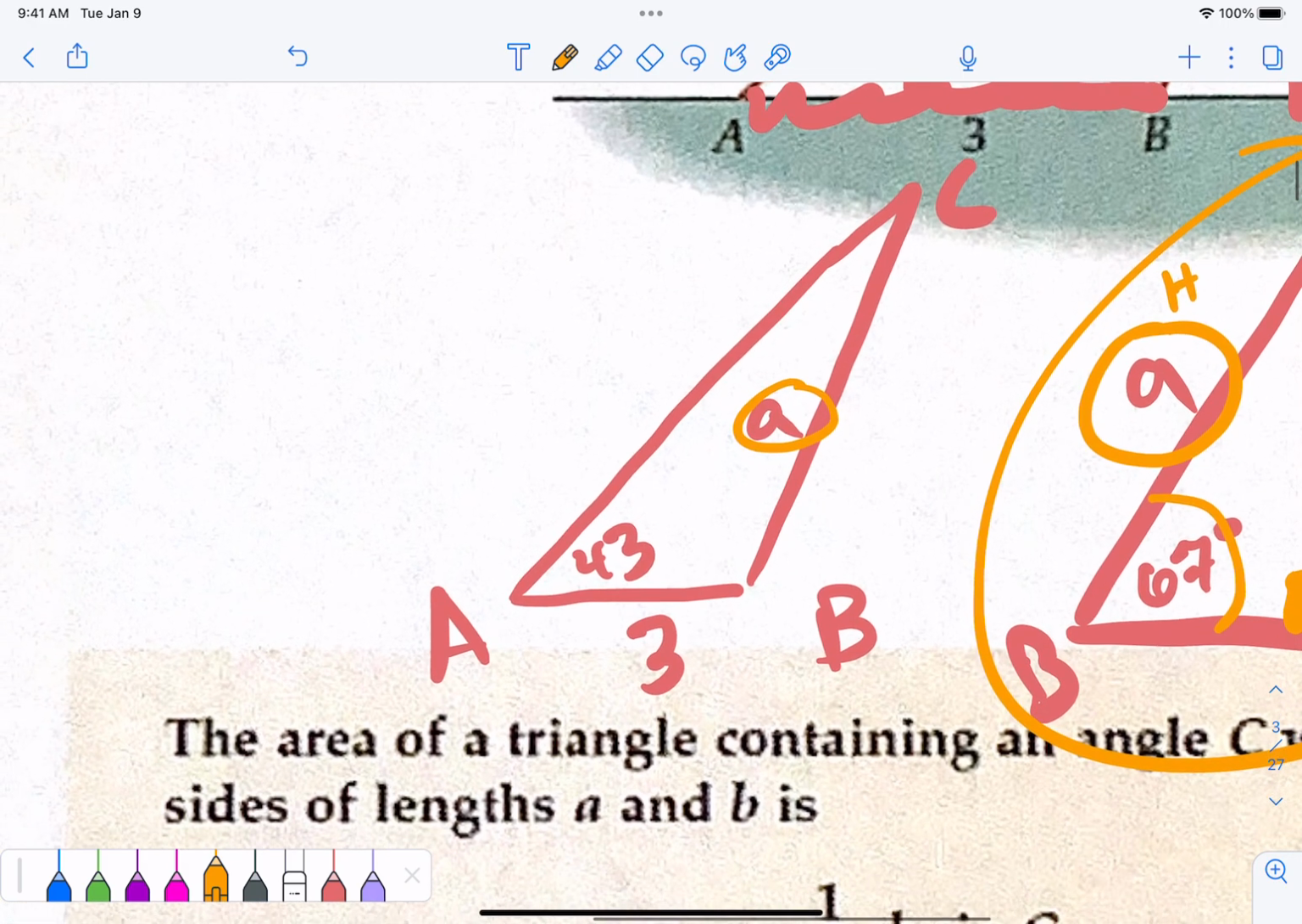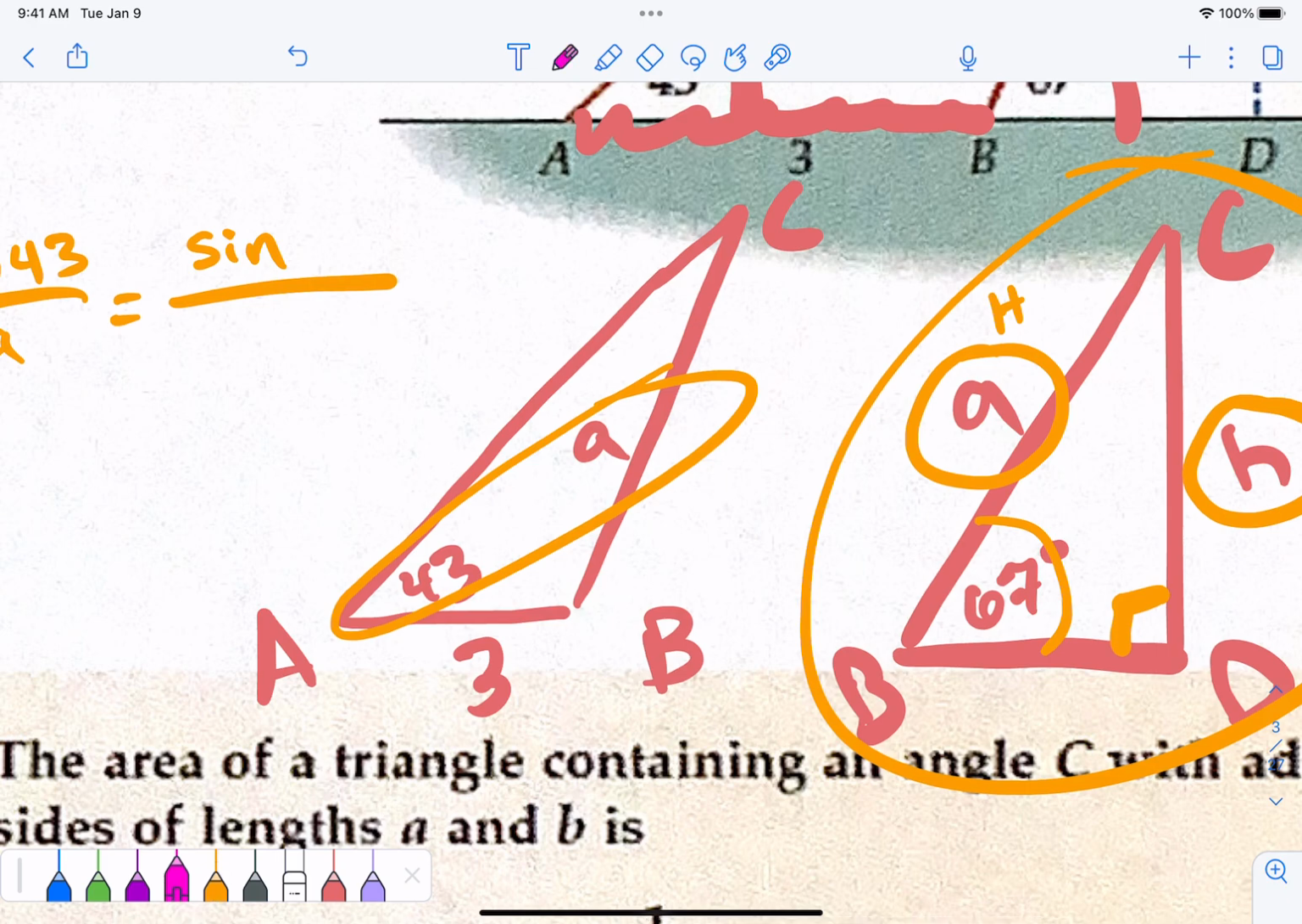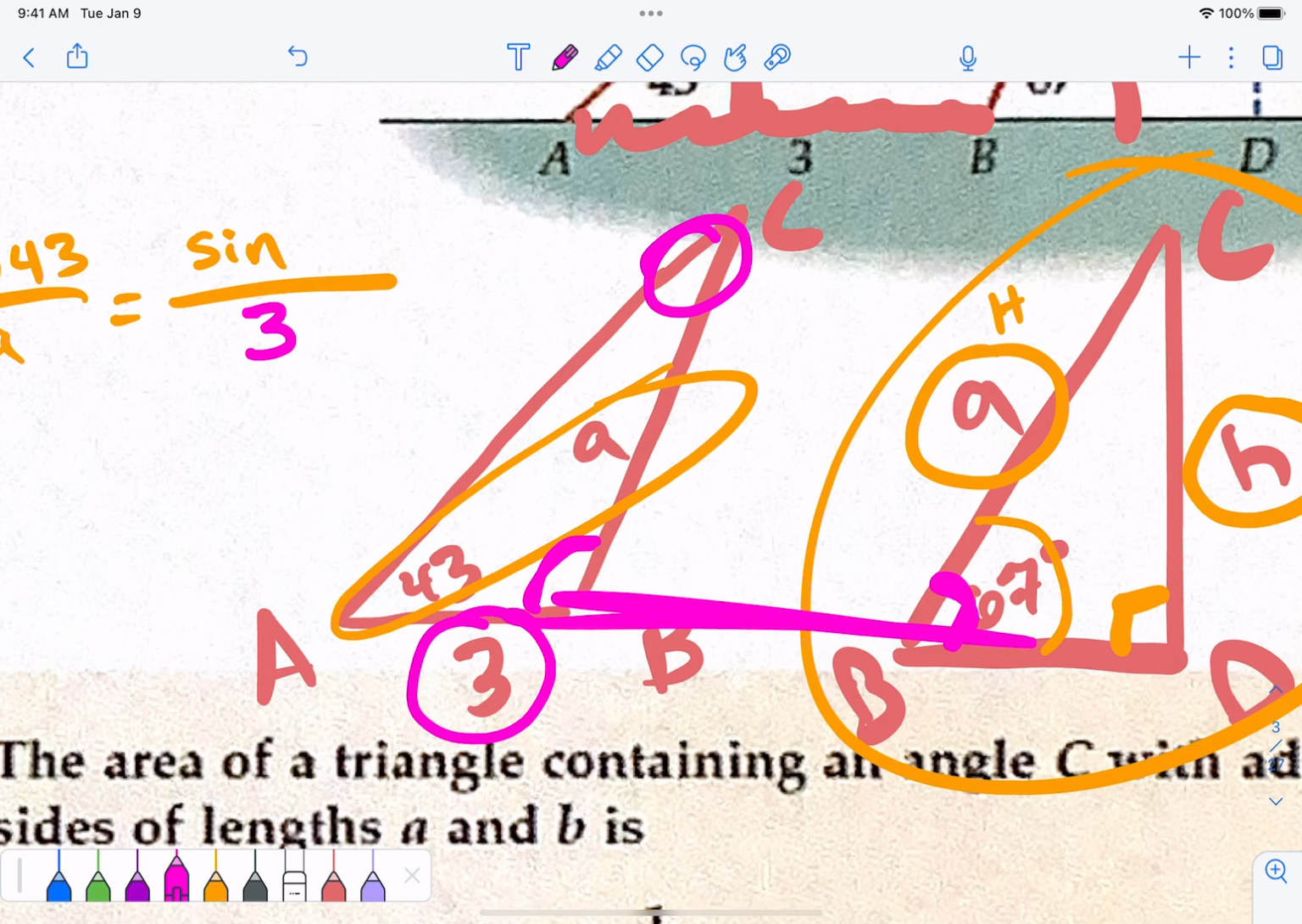When we're doing the law of sines, we have to have opposites. So I could do sine of 43 over A equals sine of something over something. If I'm going to use 3 as my bottom side here, I have to know this angle. But in order to know that angle, I have to find this angle, which is paired with the 67. They add up to 180 right here. That would be 113.